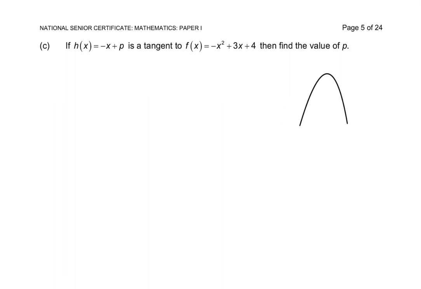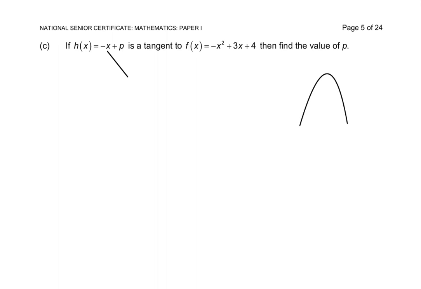And let me actually get rid of my axes, because I don't know exactly where it's going to intercept with my x and y axis, and it's really not important for this question. But I know it's going to look something like that. That's what f of x is going to look like. And I have h of x, which has a negative gradient, and it's going to be tangent to this graph.